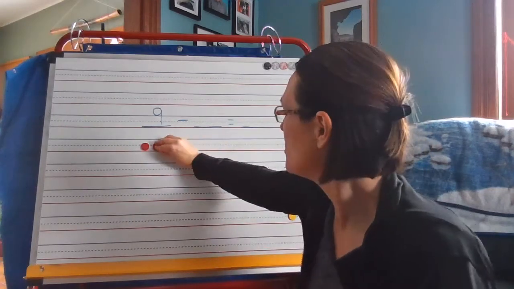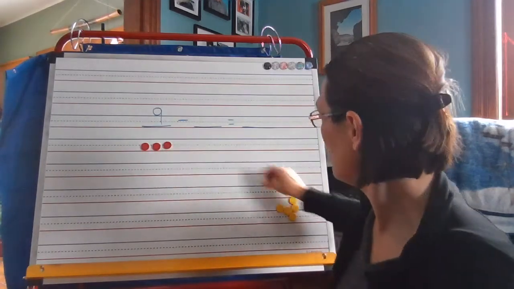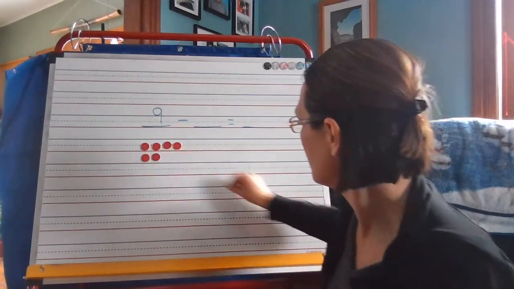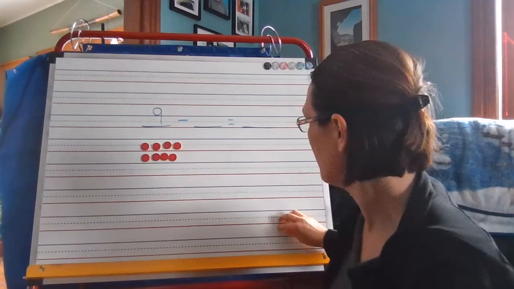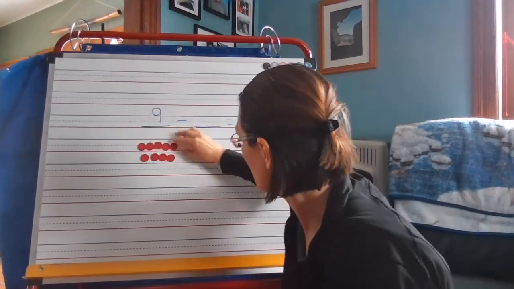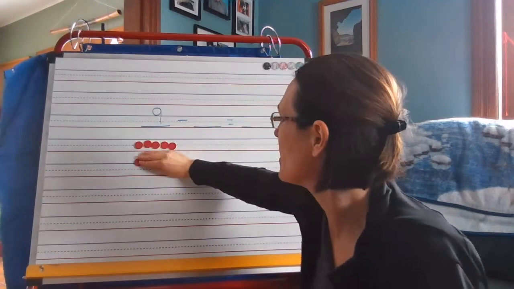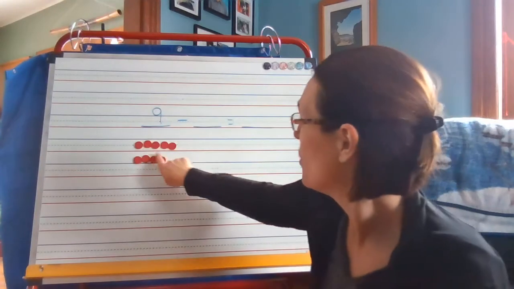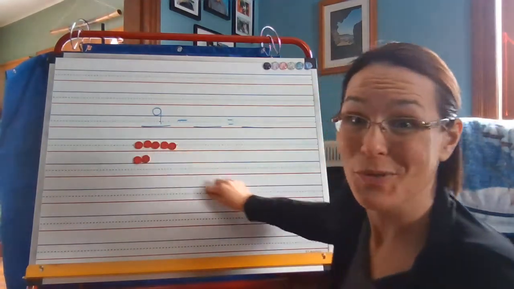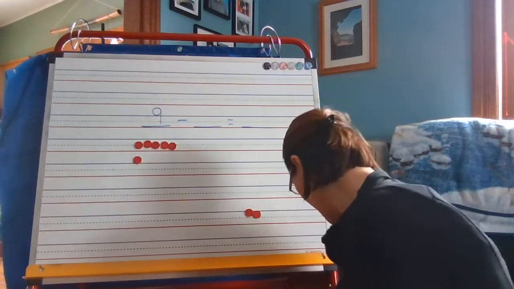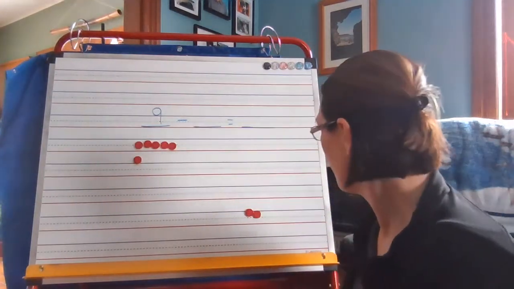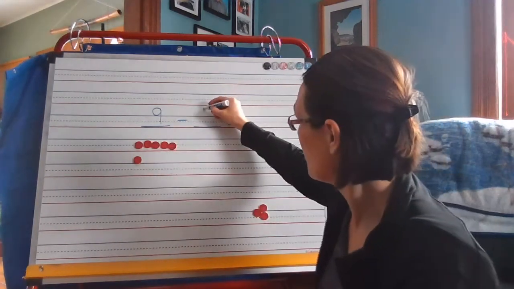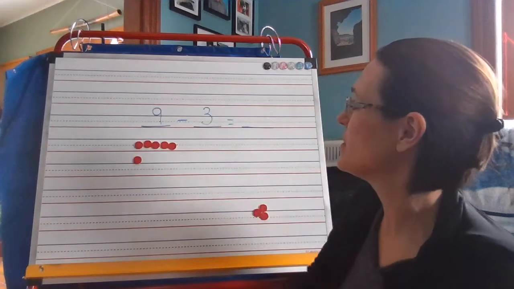1, 2, 3, 4, 5, 6, 7, 8, 9. Give a little shove. All right, there's our 9 ducks. We had 9. 3 flew away. Flying away. Woo, that one really flew. There are 3 ducks that flew away. How many do we have left? 9 minus 3 equals, let's count them.